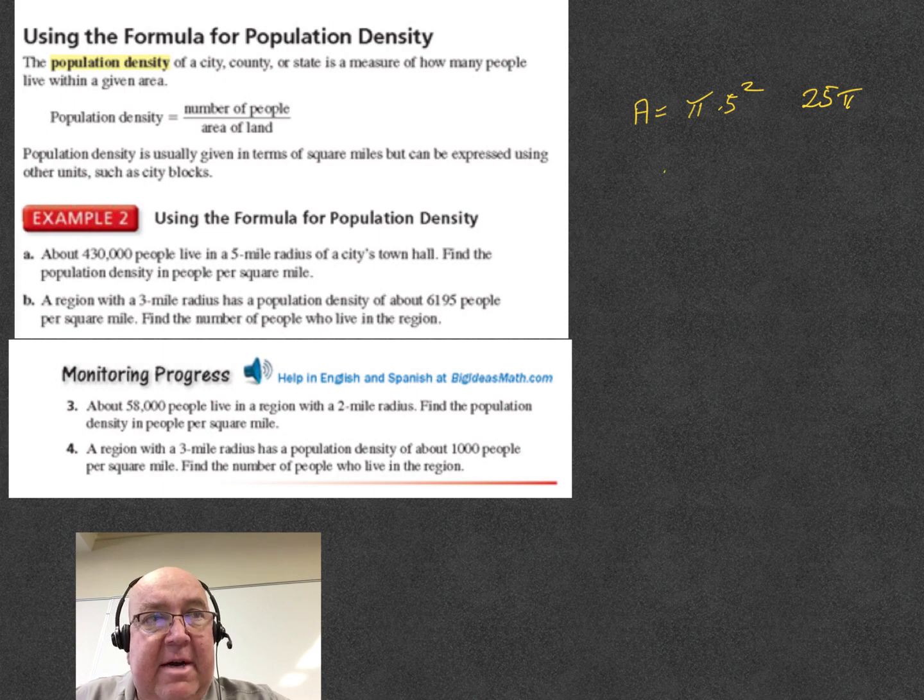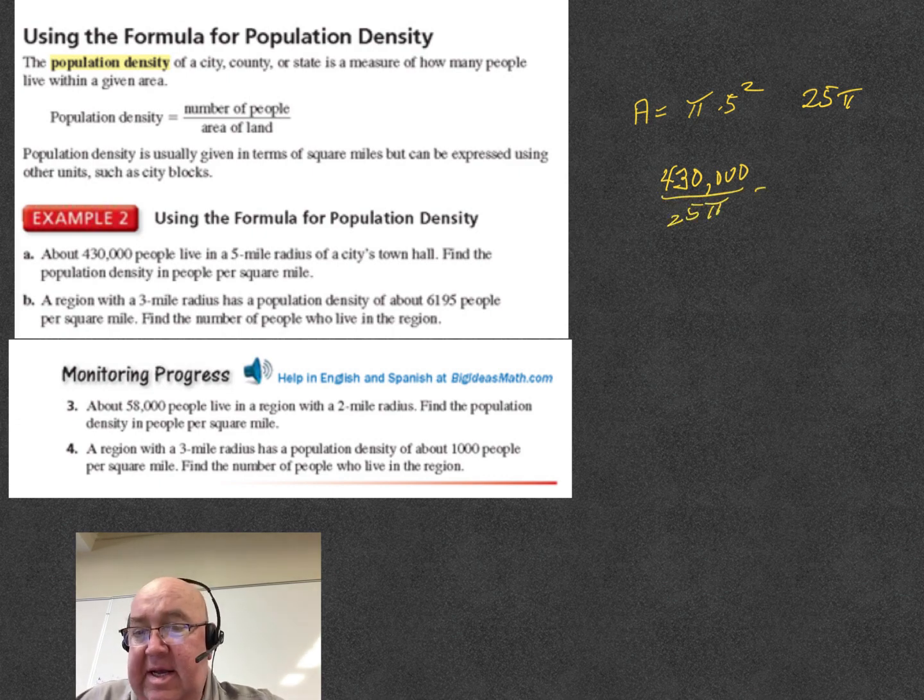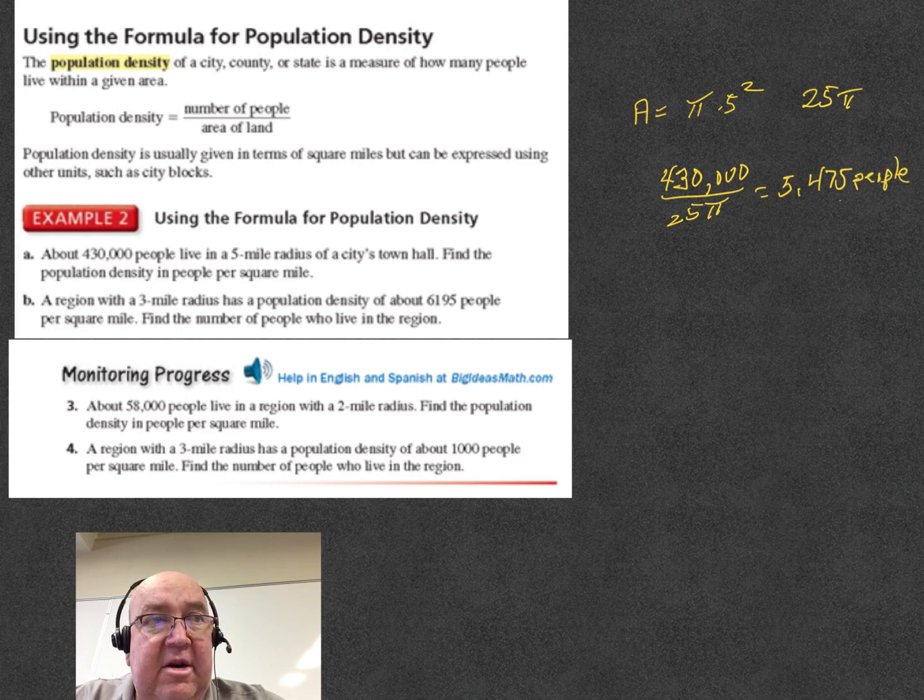So we're going to have the population of 430,000 divided by 25 pi, and that's going to be about 5,475 people per square mile.